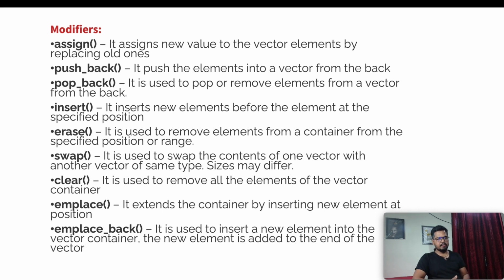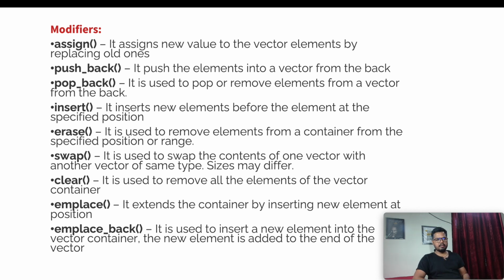Next function is erase. Erase is used to remove elements from the container, and it will remove from specific positions, or it can also use a range. So, it will remove the data in a range from the vector. The next function is swap. The swap function is used to swap the contents of one vector with another vector. In this case the sizes may differ; it is not mandatory that both vector sizes should be the same. Next function is clear. Clear is used to remove all elements in the vector.